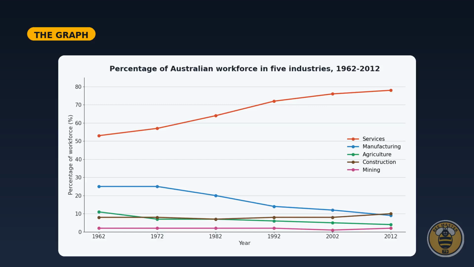Let's look at the graph. The vertical axis shows the percentage of the workforce, and the horizontal axis runs in decades. 5 lines are plotted. The orange line, services, sits high and rises. Manufacturing, in blue, starts second but drops. Agriculture, construction, and mining all cluster near the bottom. Take a moment to see the overall shape before we write.